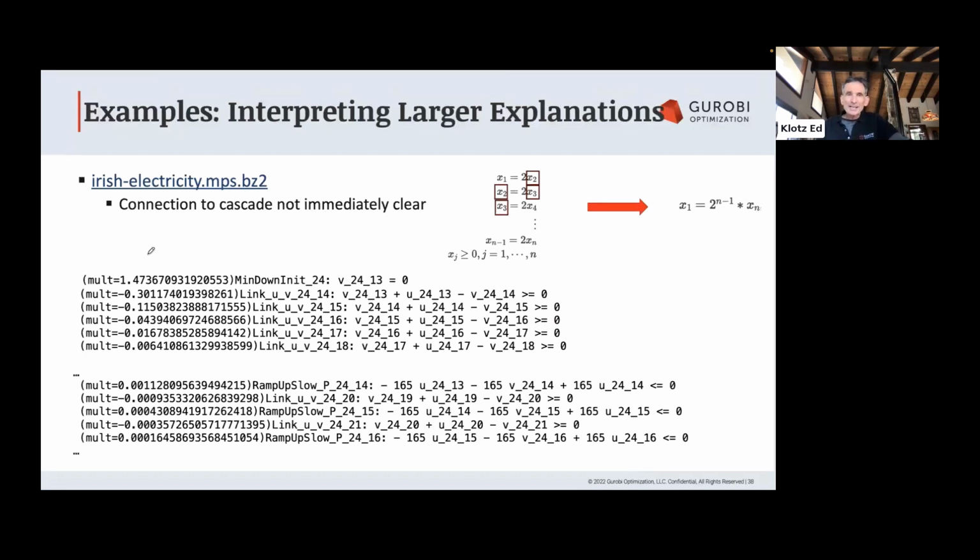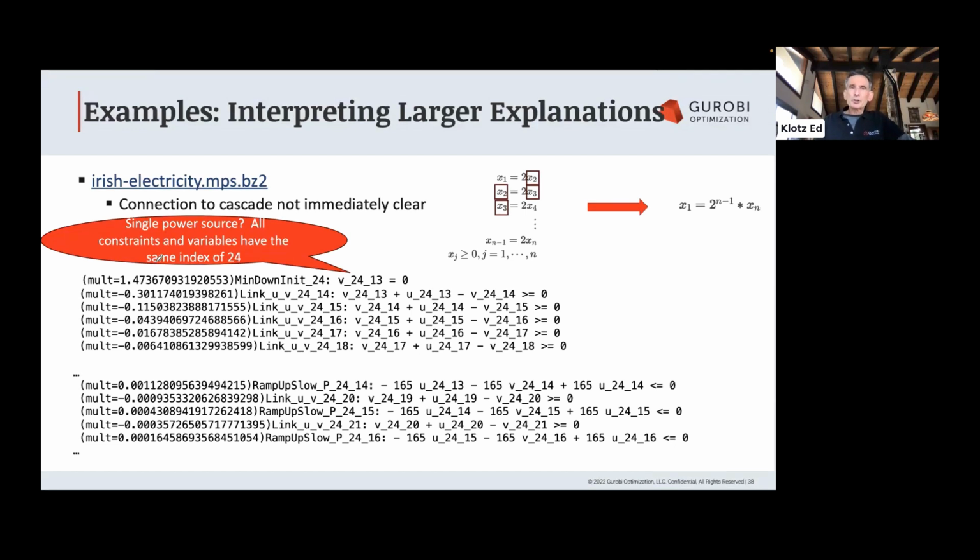But when I looked at the explanation, even though it only had 57 constraints, I had trouble getting a handle on how the cascade was coming about. Now, this is an electricity model. So this is about satisfying demand by basically turning on generators, and generators tend to have this notion of ramp up where it takes time for them to come up to full power.